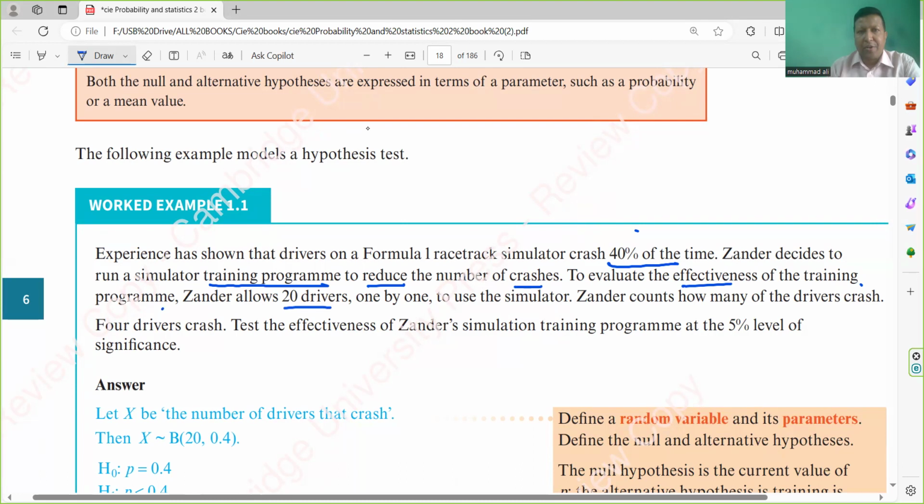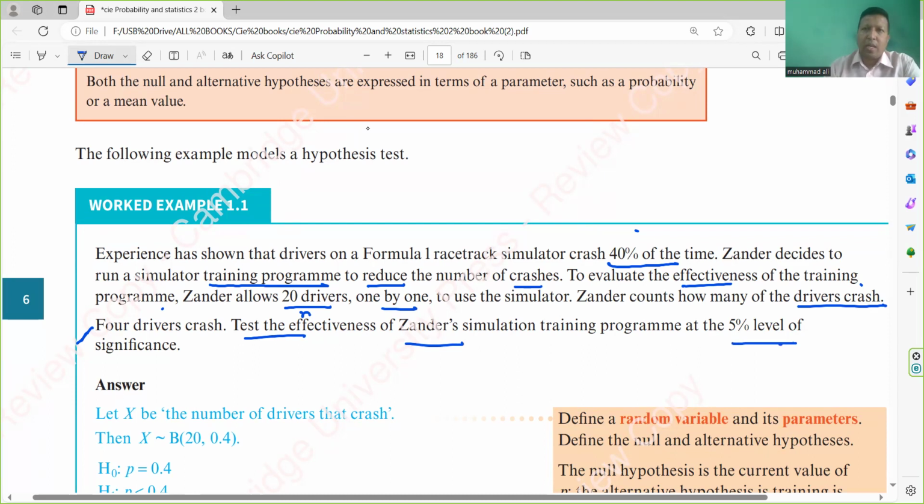Zender allows 20 drivers, one by one, here n equals 20, to use the simulator. Zender counts how many of the drivers crash. 4 drivers crash. That means after the training program, he found that 4 drivers crash. Test the effectiveness of Zender's simulator training program at the 5% level of significance.